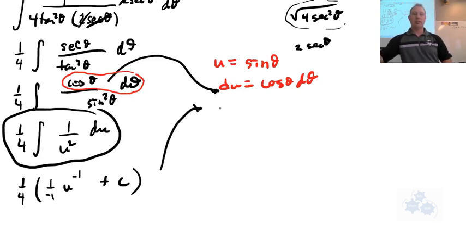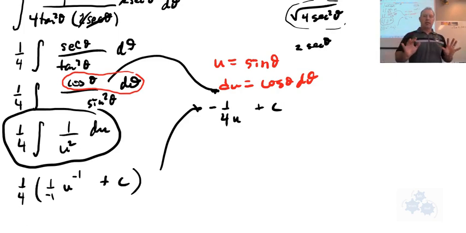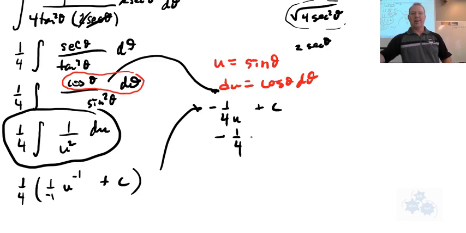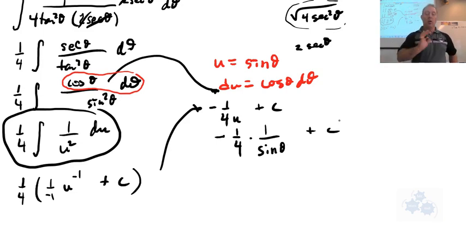So that's going to be 1/4 times negative 1 over u. So we could do negative 1/4 with a u on the bottom there, plus c. So that's the integrated portion. Now we're going to resubstitute back in. So u is, we said u is sine theta. So we have negative 1/4, and if you want to do this separately, times 1 over sine theta, that's fine. Okay, plus c.